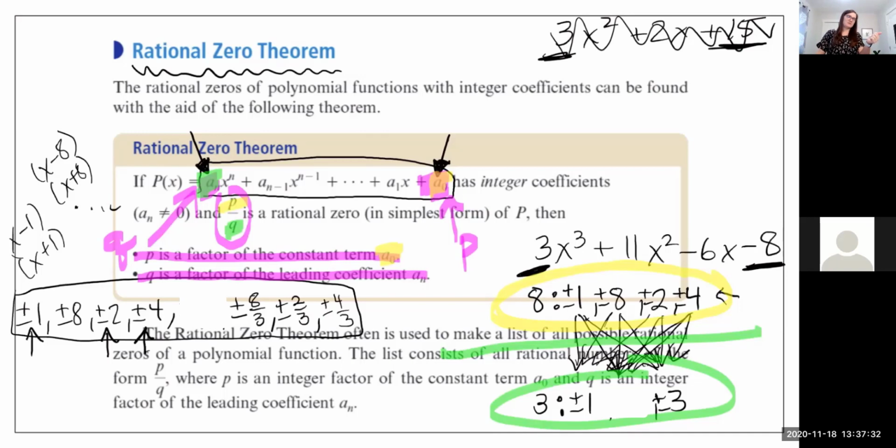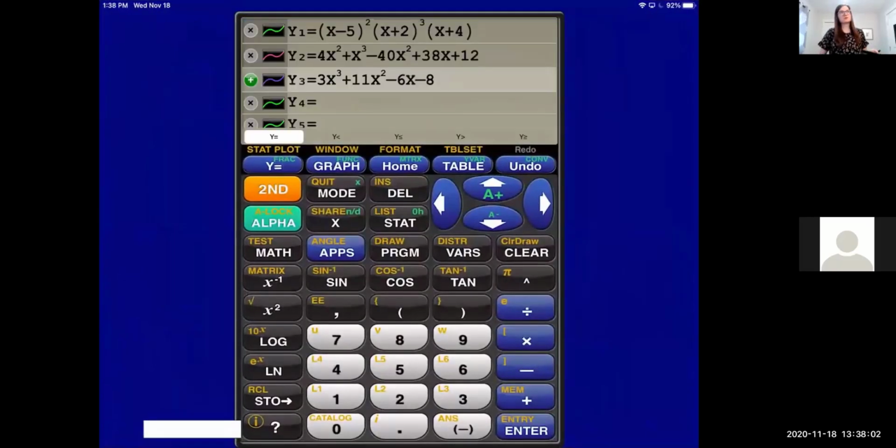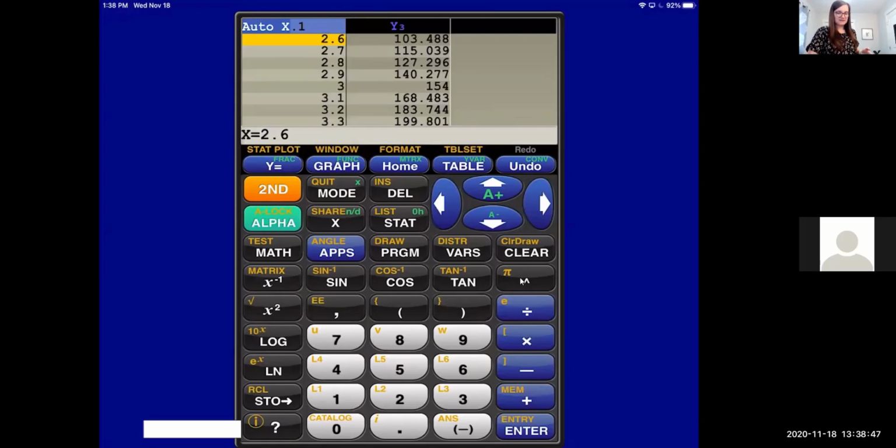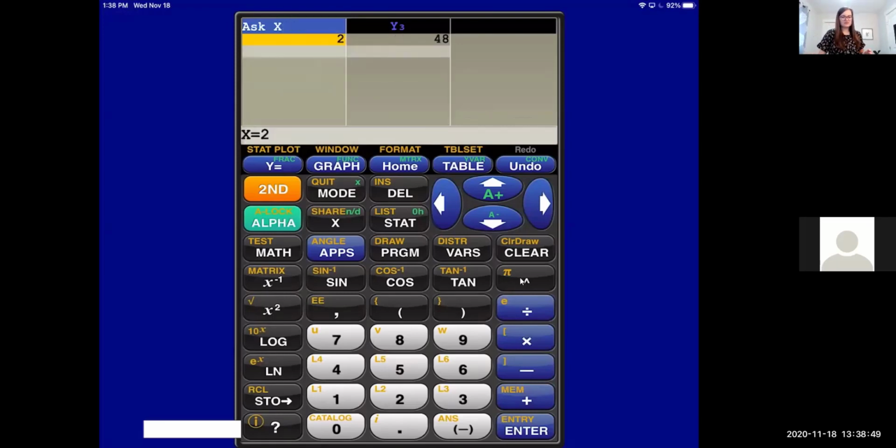Does 1 give me a remainder of 0? Does -1 give me a remainder of 0? Does 8 give me a remainder of 0? Does -8? And so on. So let's try that. Right, you go into y equals, and then you type in your function. So mine's under y3. Then I go to my table, and now I can ask it different values. So I can ask it a 2. 2 did not work. 2 was a possibility, but it didn't work. So it doesn't guarantee that it'll work. It's just things to check. Like I could check -2. -2 does not work either.